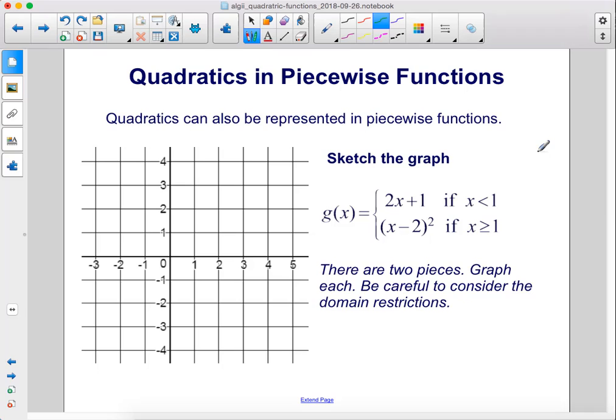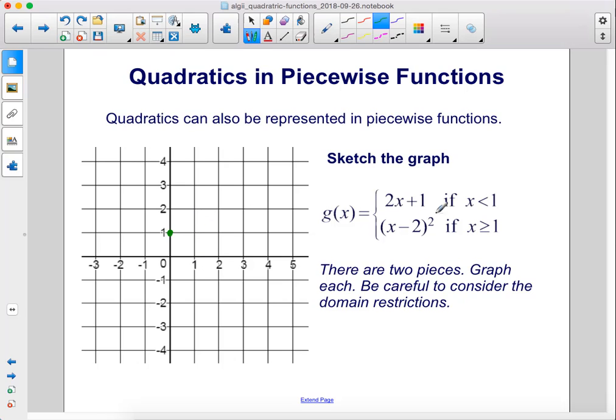Quadratics can also be represented in piecewise functions. Sketch the graph. There are two pieces. Graph each. Be careful to consider the domain restrictions. Alright, so if x equals 0, let's see what the y-intercept is here. If x equals 0, which is less than 1, 2x plus 1. And in this case, x is 0, so that would be 1. So we have a point right here.